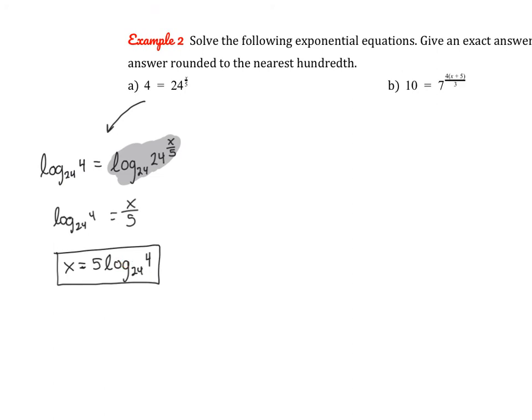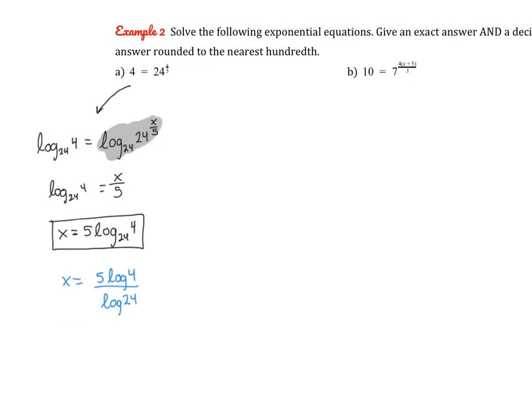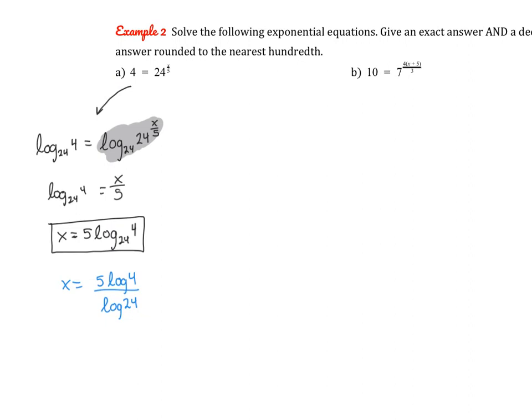However, again, most calculators can't do log base 24. They can only do common log or natural log. So we're going to rewrite this using our change of base formula. So it'll be x equals 5. So remember, for change of base formula, the base number goes to the bottom. So it's log of 4 divided by log of 24. And this is what we'll plug into our calculator to get our decimal approximation. So we should get approximately 2.18 if we round to the nearest hundredths.